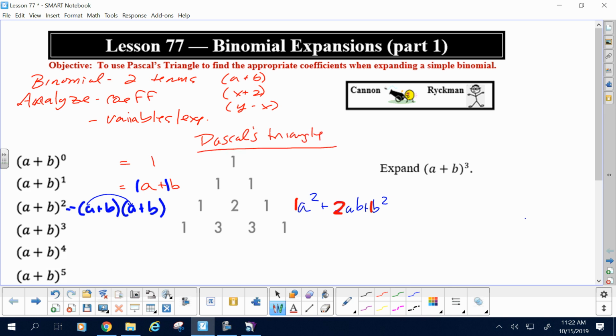All right? In Pascal's triangle, move this over here, the coefficients show up in Pascal's triangle.